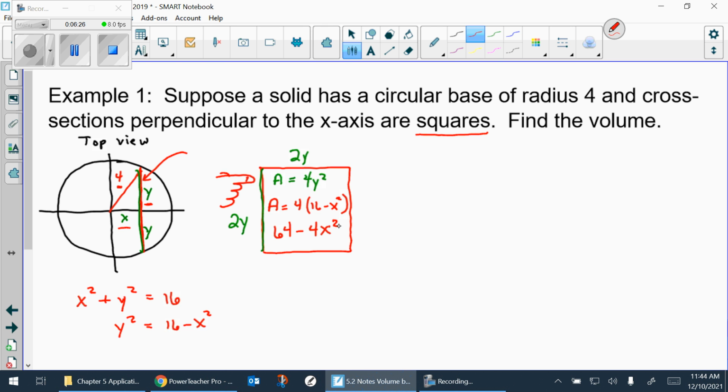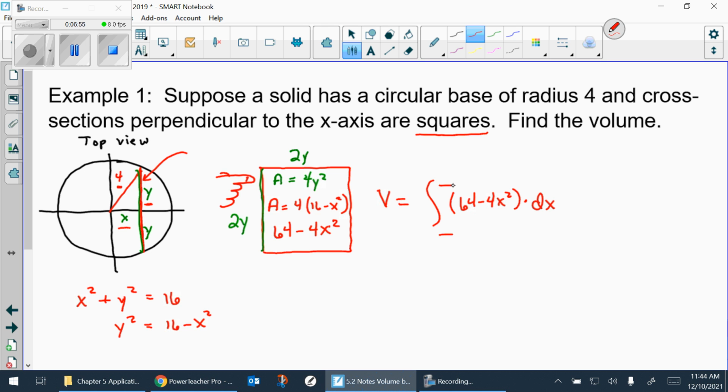And now that I've got the area in terms of the correct variable, my battle is half won. The volume will equal the integral of the area times the thickness, and the thickness of each slice is this very small change in x. But now I need a lower limit and an upper limit.